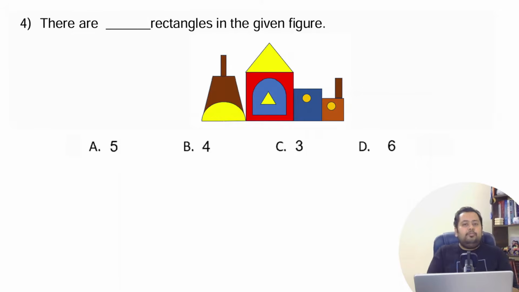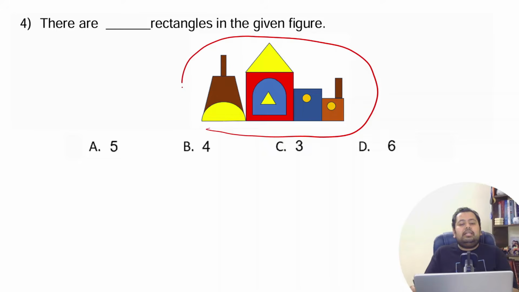Let's now go to question number 4. There are dash rectangles in the given figure. So you see a figure given over here. You have to find out how many rectangles you can see in this given figure. Now, please pause the video.